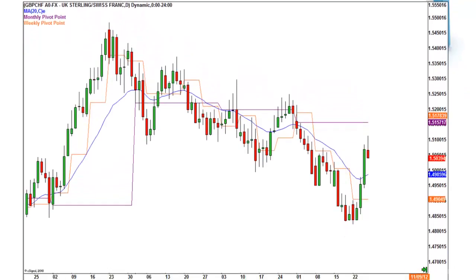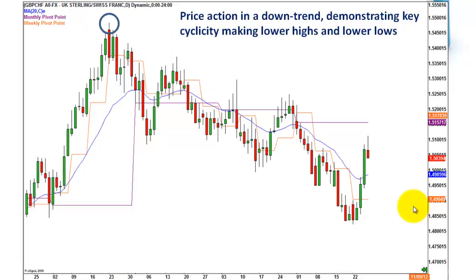So this is an example of Pound Swiss. As you can see here, it's making key lower highs and lower lows. It's got good cyclicity, and this is what we want. We want the cyclicity in order to draw the Fibonacci retracements from key swing highs to swing lows.